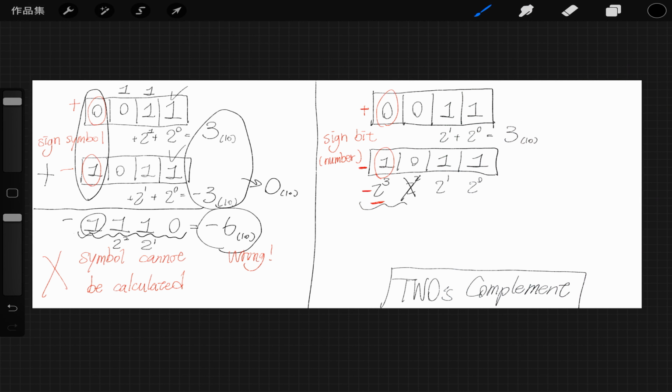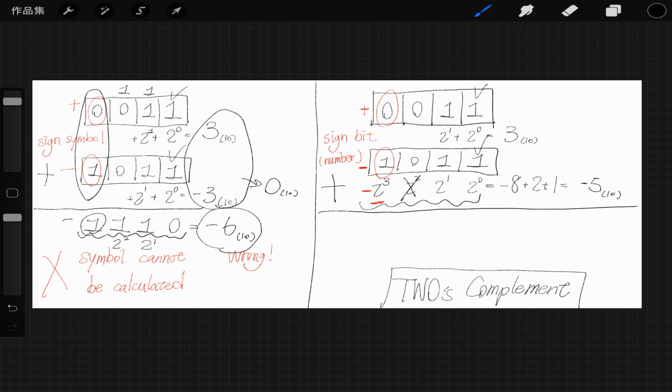Let's try to add this number up. What we get will be -8 plus 2 plus 1. So the answer will be -5 in decimal form. So what's good about 2's complement? The best part of 2's complement is we can add two binary numbers directly. Let's see what will happen if we try to do that.